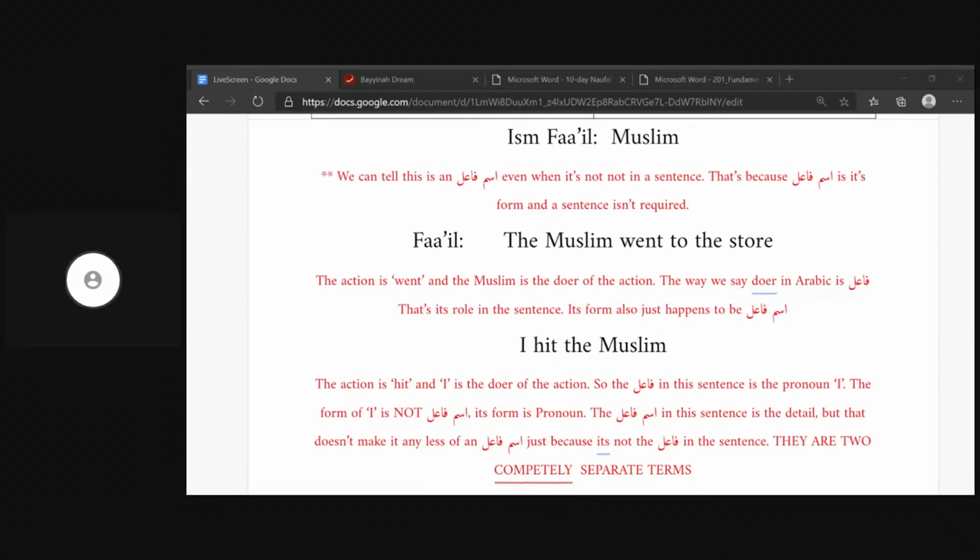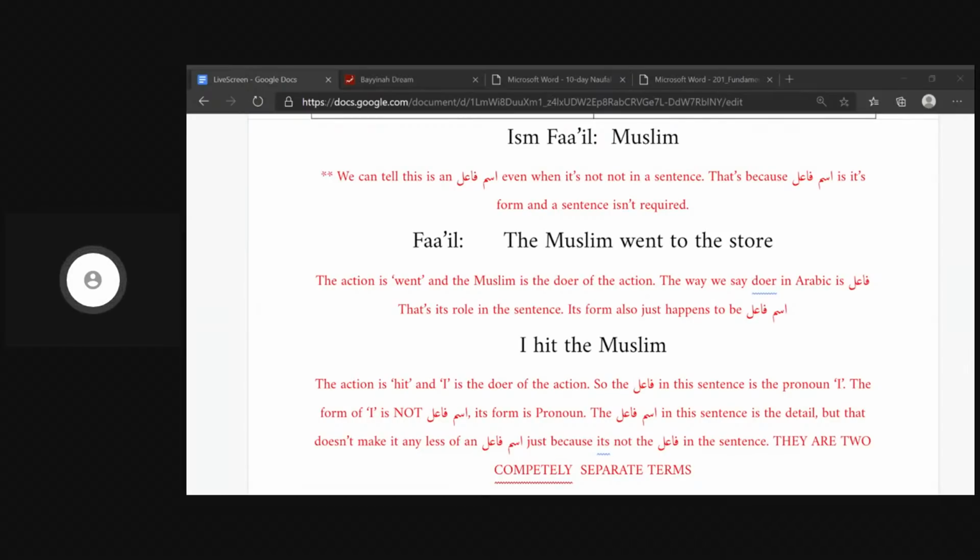No, Princess Castle, you're misunderstanding. Ustad didn't say that ism fa'il, its function in the sentence is always the doer. He's saying that the word itself represents somebody who does something. Okay, a Muslim is somebody who submits. That's what that means. The action of submitting is already included in the word Muslim. A Muslim is somebody who submits. That's what he means by it's the doer of an action, not that whenever you see it in a sentence, it will always be doing the action.